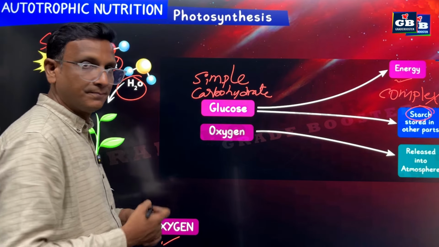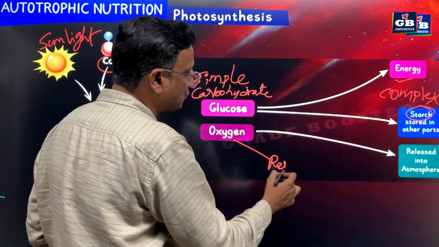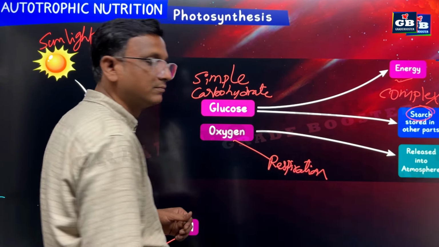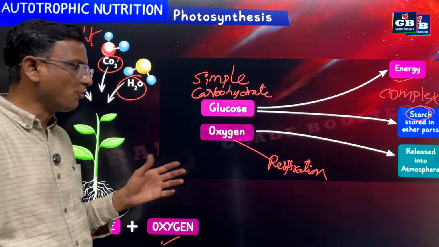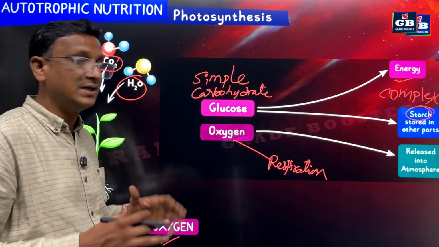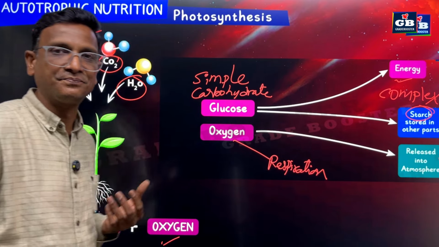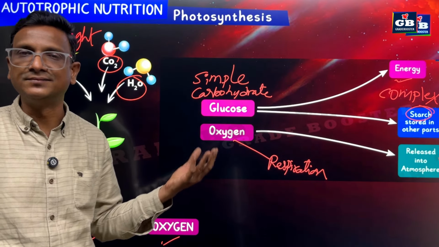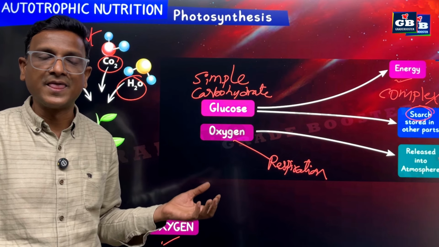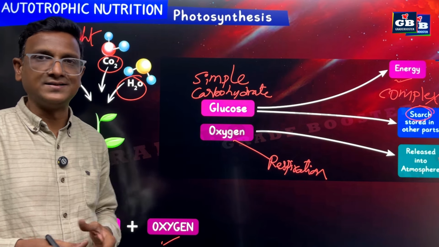And next, oxygen. The plant uses oxygen for its respiration. Plants also need oxygen for respiration, not only animals. But of course, plants produce more oxygen, so they use some oxygen for themselves. The excess oxygen is released into the atmosphere. We are all able to breathe oxygen. It is present in our atmosphere, in our surroundings, and this oxygen is produced by autotrophic organisms like plants.